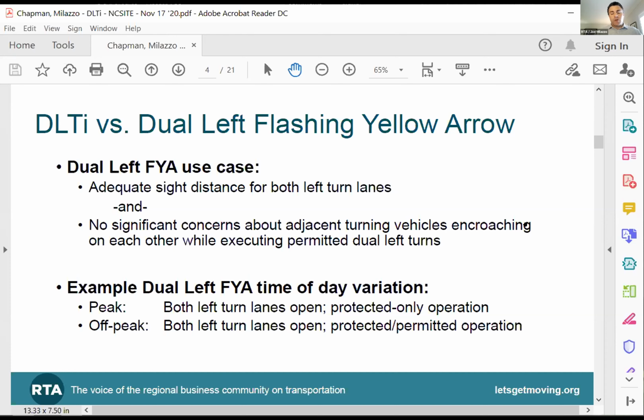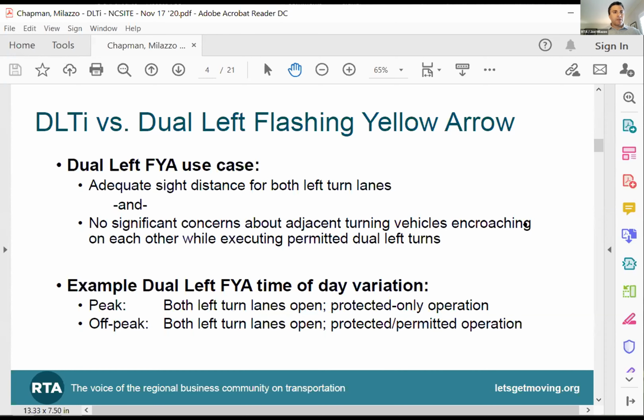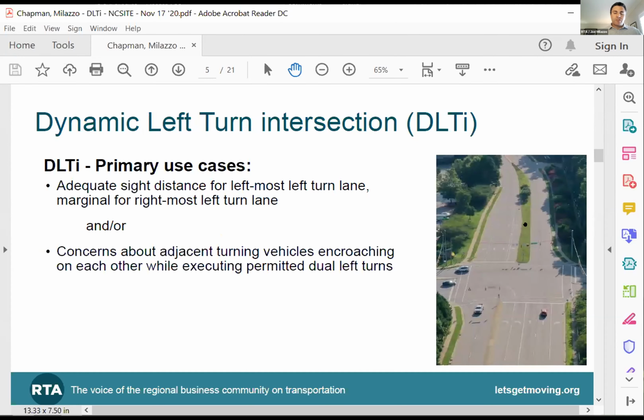So for example, while it doesn't have to be this way, you could certainly do it where during your peak period both left turn lanes are open, protected only, and then off peak, both left turn lanes are open, and you could add a permitted phase, could do protected permitted, could do permitted only, of course. Those would be options there. You could also reverse it depending on if the focus is more about cross product versus speed. But again, that's the main point, that for a dual left flashing yellow arrow, time of day is appropriate or can be done. So then what is the dynamic left turn?